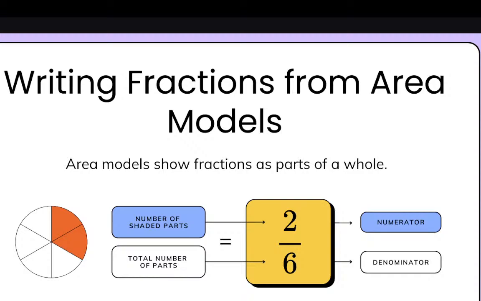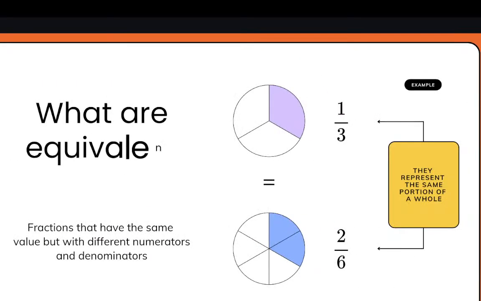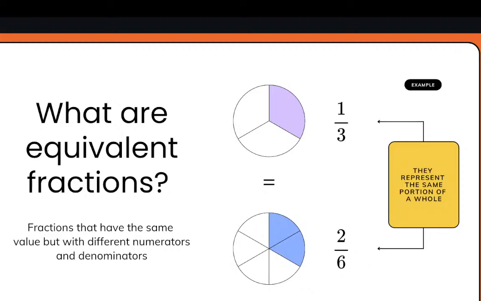Okay. The answer is no. It's the same amount. It is just cut differently. And that idea leads us directly into equivalent fractions. So, what are equivalent fractions? Equivalent fractions are fractions that have the same value but with different numerators and denominators.